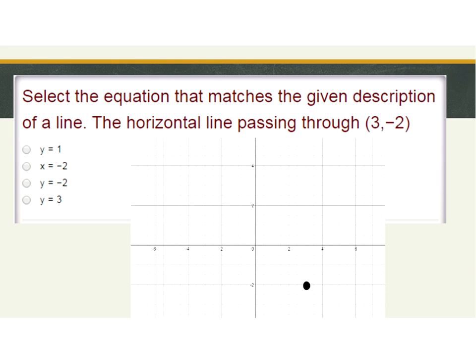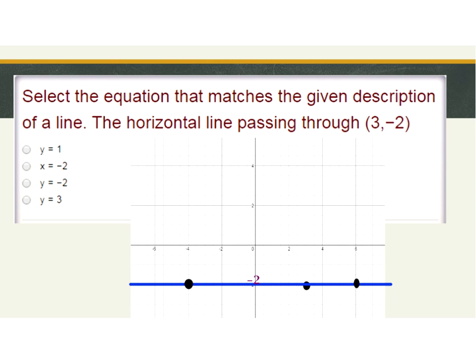So 3, -2 would be right here. Let me move it, I think it was a little off center. That would be 3, -2. And it said the horizontal line. So notice that it went through 2, -2. So what would it always be? What value doesn't change? If I put a dot here, what would my coordinates be?